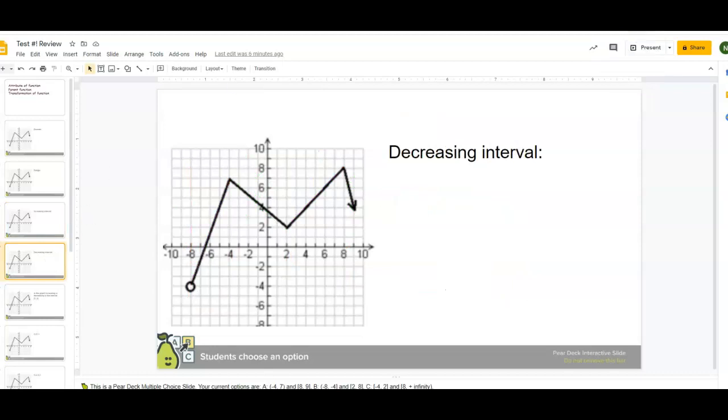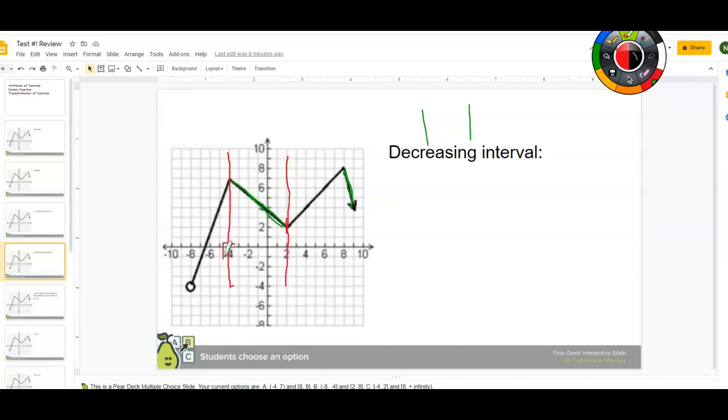Decreasing interval. We just see on the entire graph we have two decreasing parts. This part and this part are decreasing. So now you're gonna give me the boundary on the left and the right side for each part of the decreasing picture. Okay? So for this decreasing part of the graph, this is a left side boundary, and this is a right side boundary.